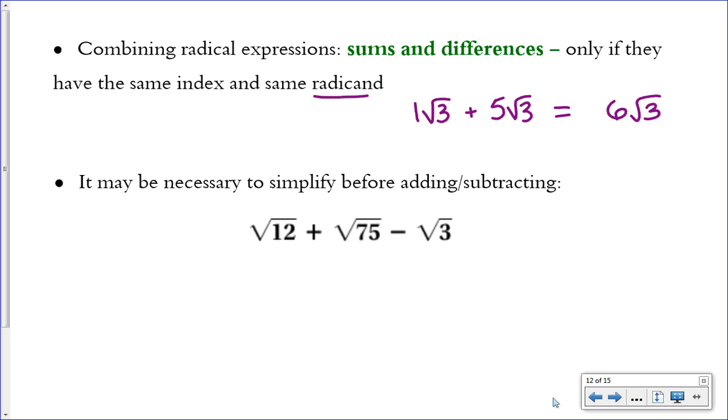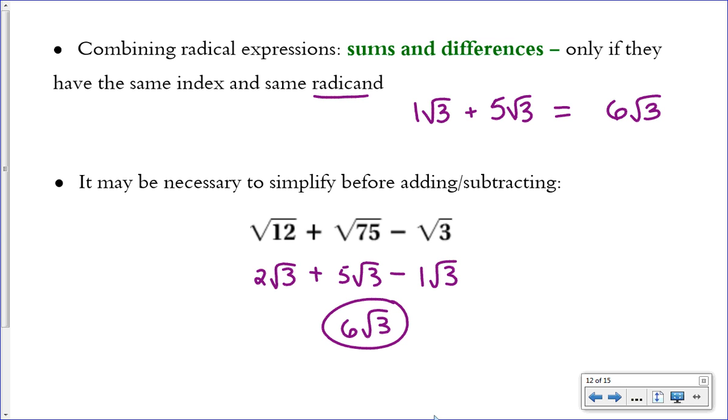It may be necessary to simplify if you have an expression like the one here before adding and subtracting, because right now the root 12, the root 75, and the root 3, they sure don't look identical. But if I simplify root 12, I can get 2 root 3, right? That's the simplest radical form of root 12. If I simplify the root 75, I can get 5 root 3. And this last term is already 1 root 3. I'll just put the 1 in front so you can see it. And then, of course, I do have all the same radicals, so I can combine 2 plus 5 minus 1 and get 6 root 3 as the simplified version of this addition and subtraction problem.